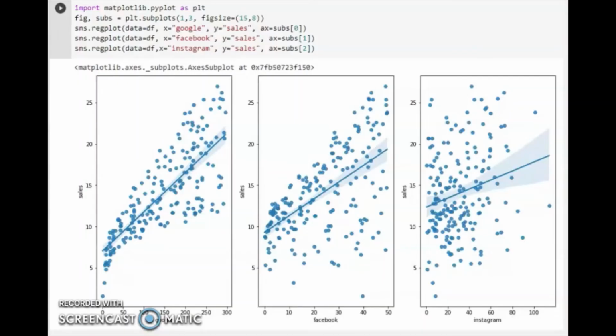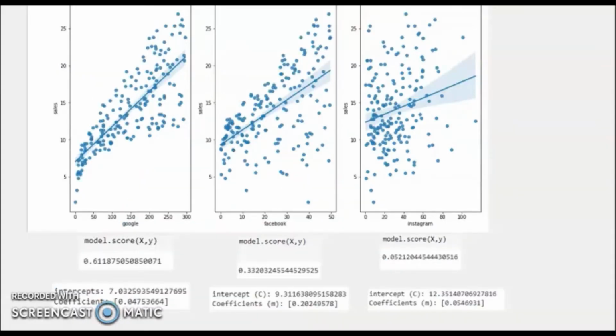Next, we plotted the regression for the sales versus Google spending, Facebook spending, and Instagram spending. Next, I would like to talk about the coefficient of determination, R squared, coefficient, and the intercept. R squared more than 0.7 is high level of correlation. R squared less than 0.4 is low level of correlation.